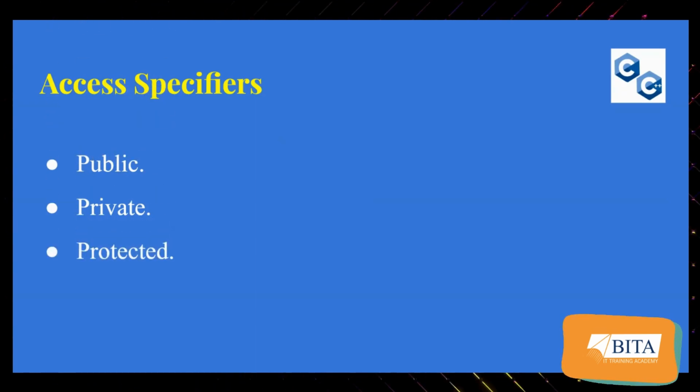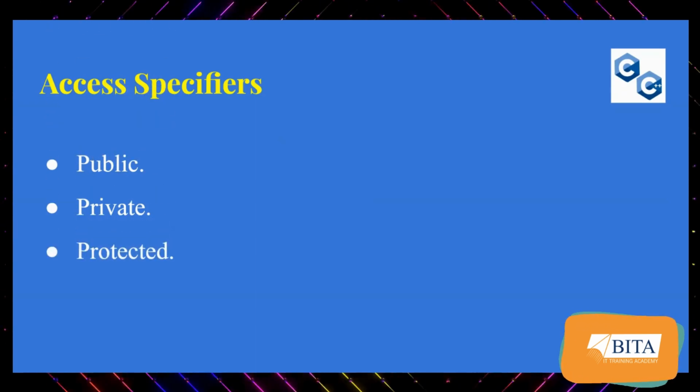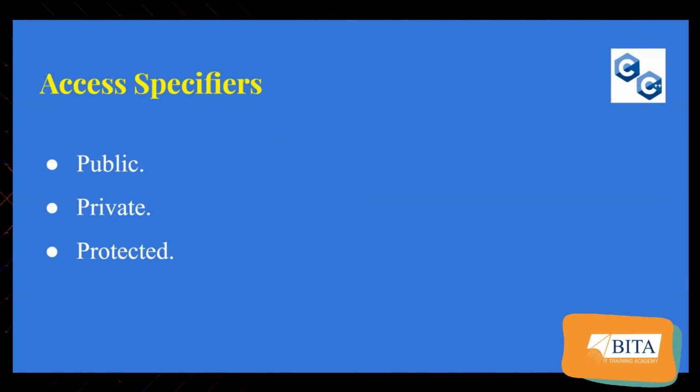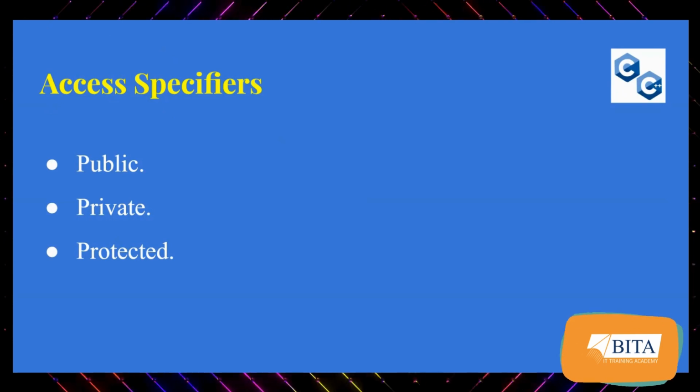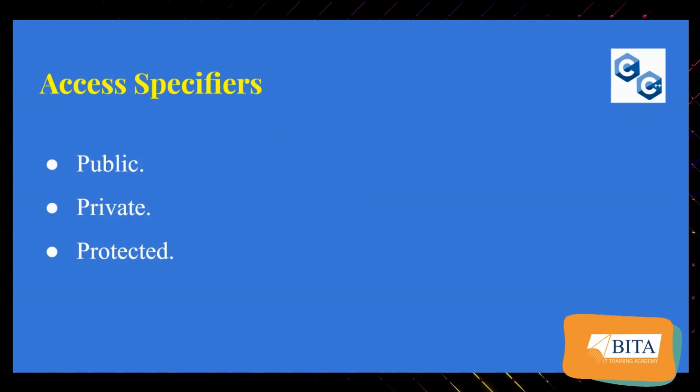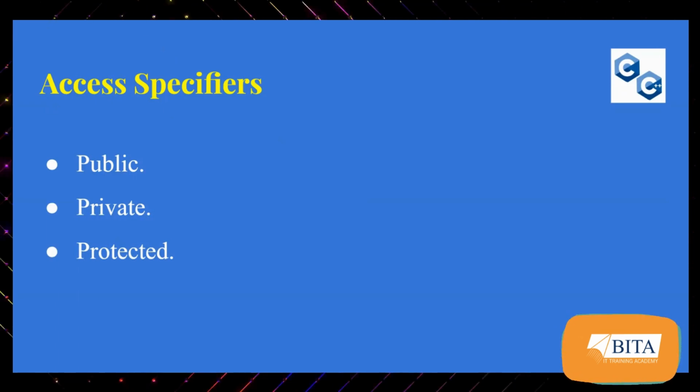The third one is protected, which is similar to private. The additional detail is that the subclasses can also access the variables or functions when they are declared as protected.